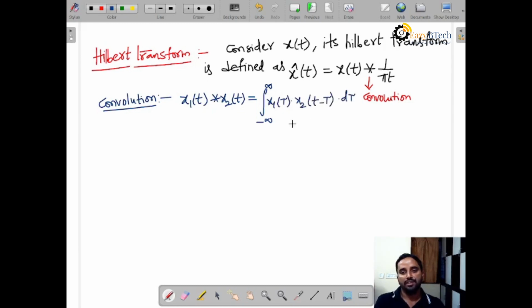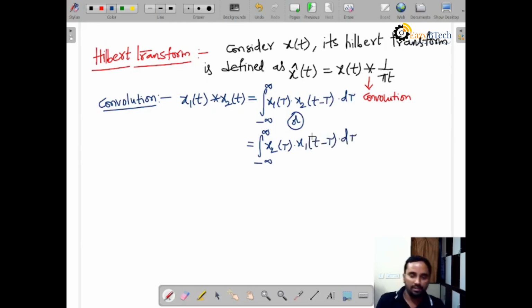And the convolution is commutative. That means x1 of t convolution x2 of t is same as x2 of t convolution x1 of t. So it is commutative. That is why we can write another integral like x2 of tau into x1 of t minus tau d tau. So both are same. Both will give same results.